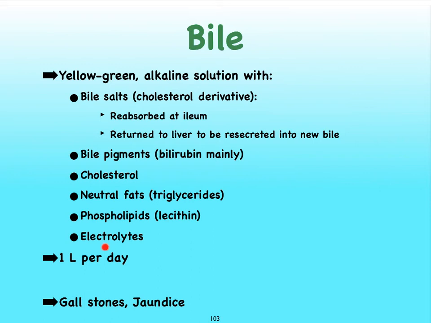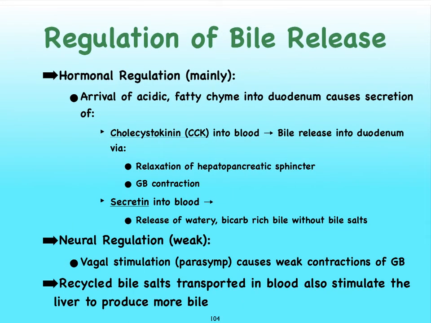We produce about 1 liter of bile a day, and notice that we can create gallstones and jaundice due to any kinds of problems with bile obstruction. By the way, your gallbladder, its main function is to just store bile. So any of the extra bile that the liver produces goes and hangs out in the gallbladder. We studied how the stomach is regulated, as well as the small intestine and the large intestine.